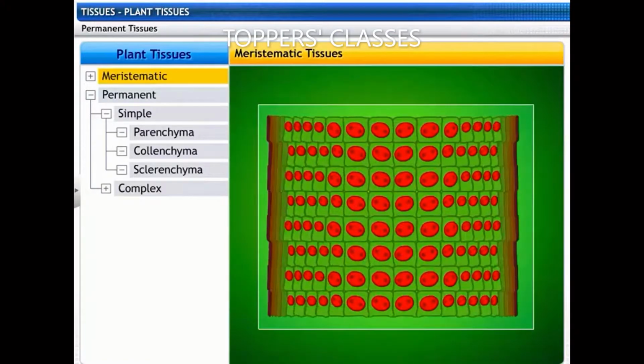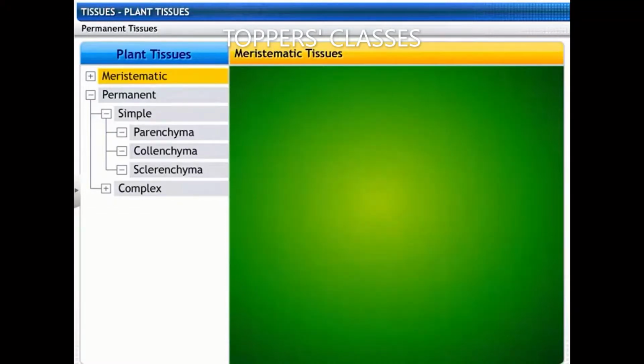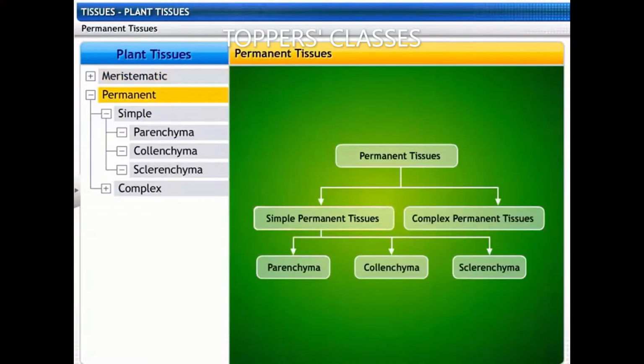Take a look at what eventually happens to meristematic tissues. Old meristematic cells lose the capacity to divide and transform into permanent tissues. This process of taking up a permanent shape, size, and function is called differentiation. Permanent tissues can be simple or complex, depending upon their structure and function. Simple permanent tissues include parenchyma, collenchyma, and sclerenchyma.